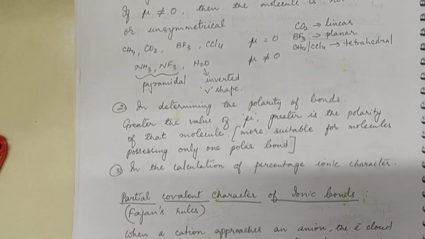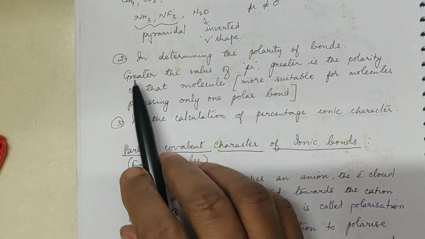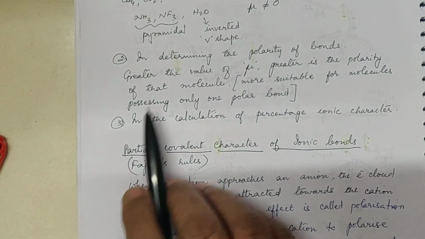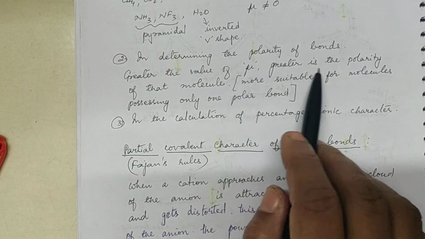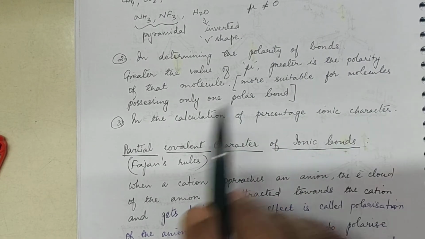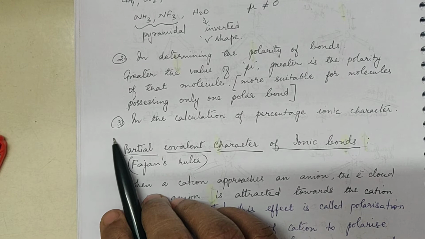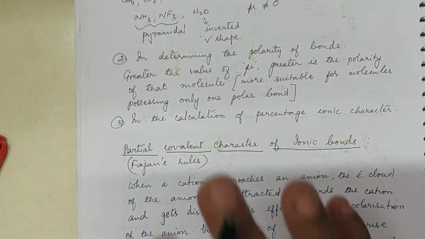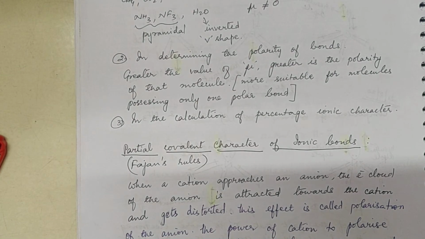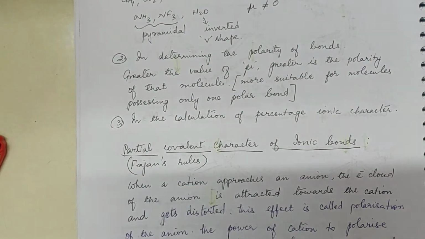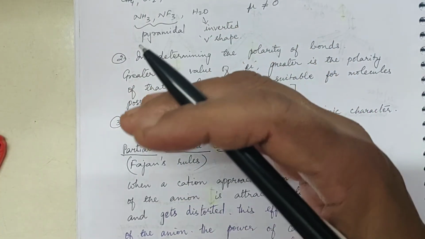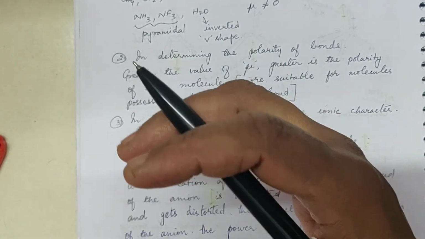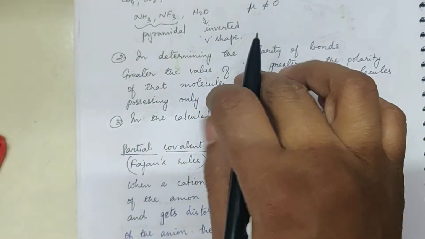Then how else does this dipole moment help? In determining the polarity of bonds. Greater the value of dipole moment, greater is the polarity of the molecule. And also in calculating the percentage ionic character of a typical covalent molecule. So that is about dipole moment. You are able to explain the ionic character of covalent molecules.